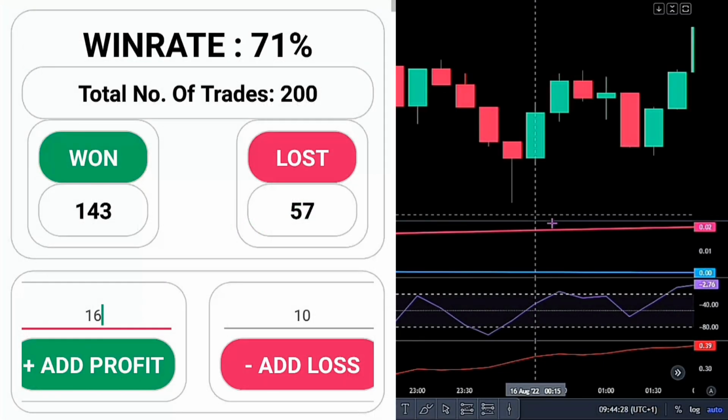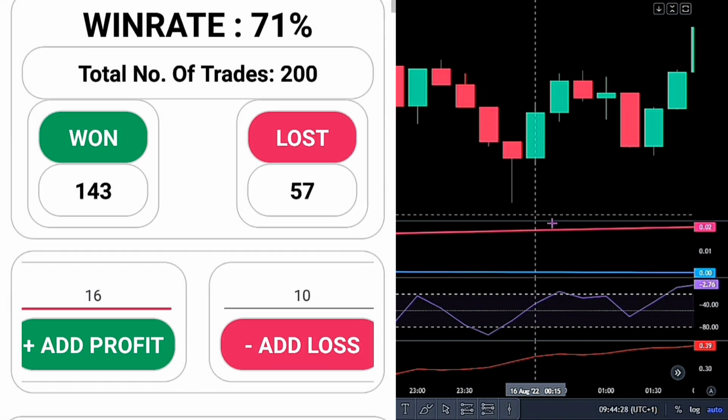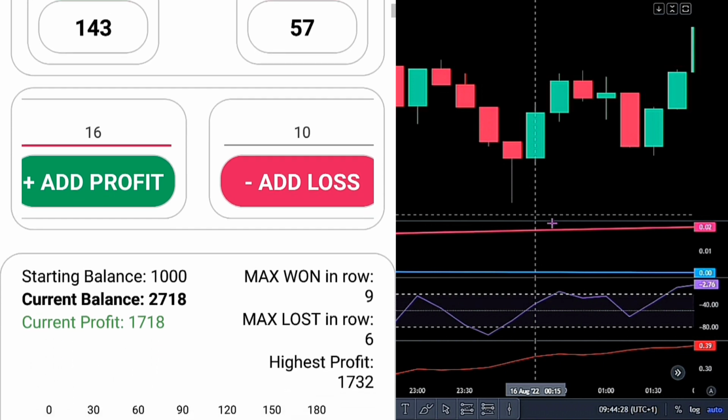So we just finished the backtesting for this strategy, and we can see that the results are amazing. We had a win rate of 71% in 200 backtested trades, having won 143 trades and lost 57, which made us 171% return on investment.